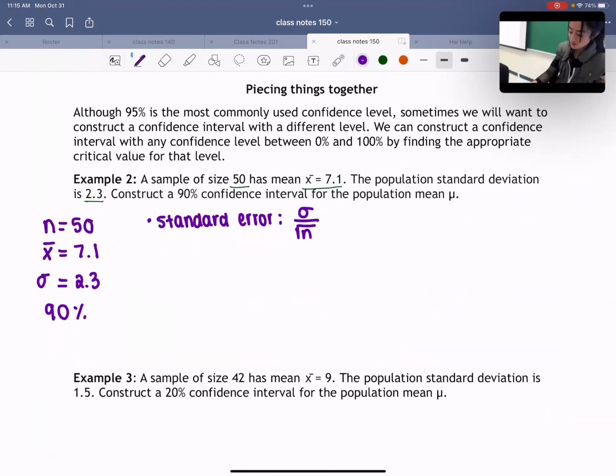Well, plugging in, looks like sigma is 2.3, n is 50. Now, I recommend doing the square root first, writing it down and doing the division. I'm kind of a hypocrite and I didn't do that in my paper. So this ends up being 0.325.